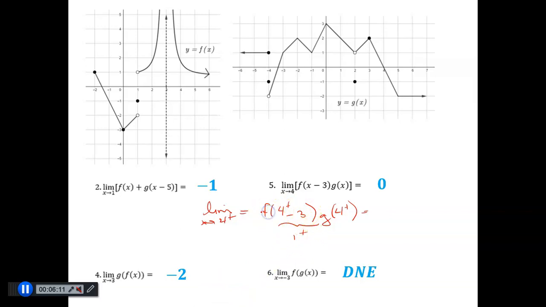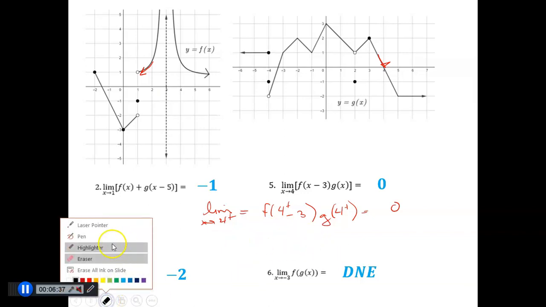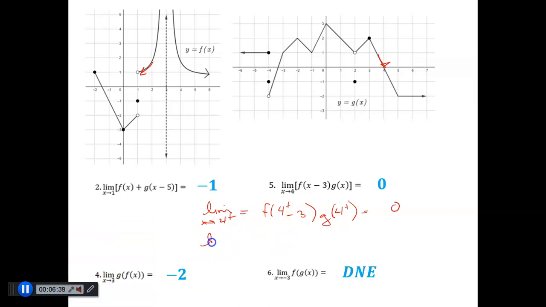So when I go to f over here, and I approach 1 from the positive side or from above, I get a 1. When I go over here and I approach 4 from the positive, from above, I get a 0. So this first limit works out to 0. 1 times 0 equals 0. Now I've already given you the answer, so you can probably imagine what's going to happen in the second one, but why imagine when you could do it?